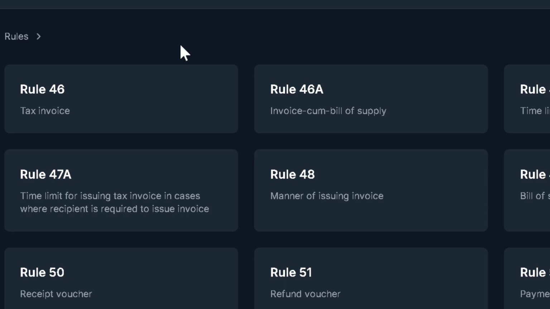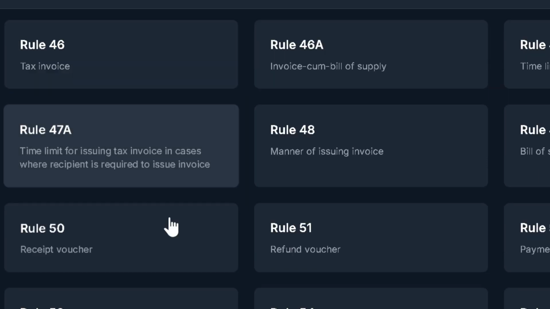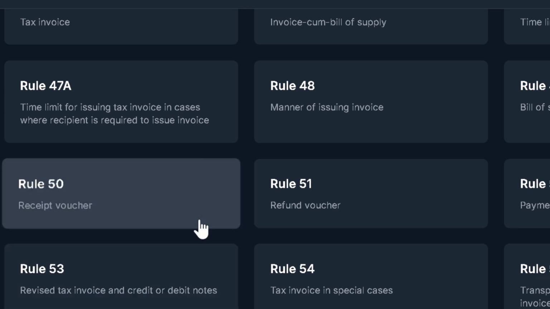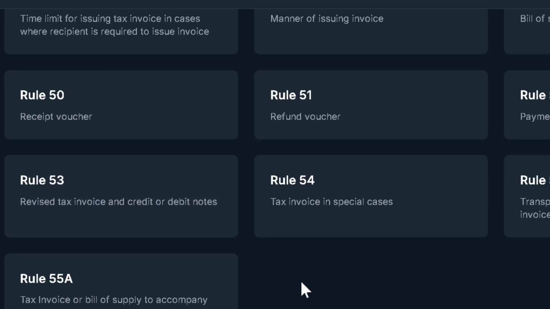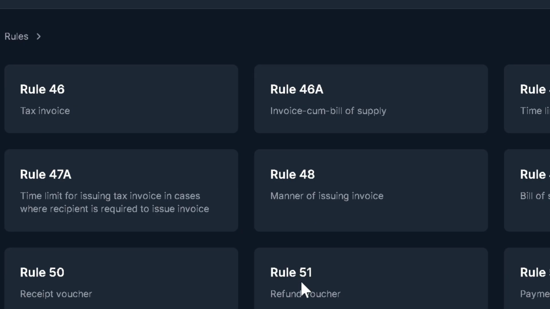Rule 50: receipt voucher. Rule 51: refund voucher. Rule 52: payment voucher. Rule 53: revised tax invoice and credit and debit note. Rule 54: tax invoice in special cases. Rule 55: transportation of goods without issue of invoice. Rule 55A: tax invoice or bill of supply to accompany transport of goods.